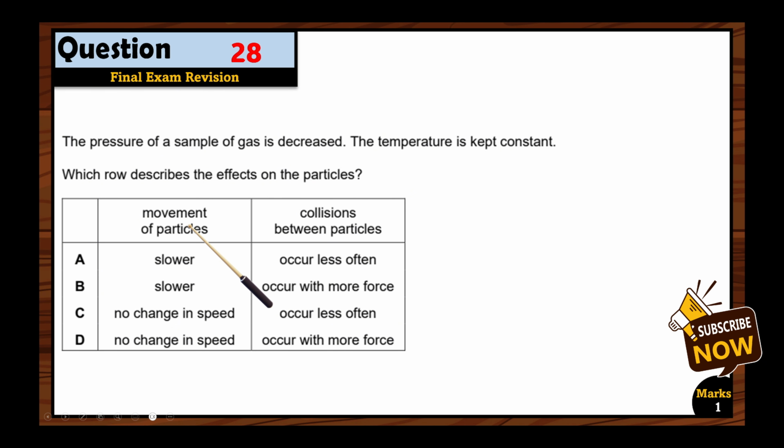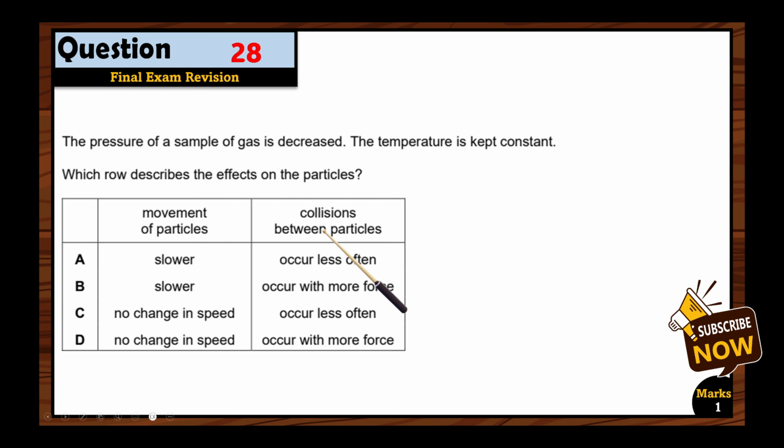So let's see about the movements of the particles. The movements of the particles will be slower or there will be no change in the speed. What will happen? Speed always depends on the temperature, right? Because temperature is actually increasing the kinetic energy. So there will be no change in the speed. C and D can be right. Now let's see about the collision between particles.